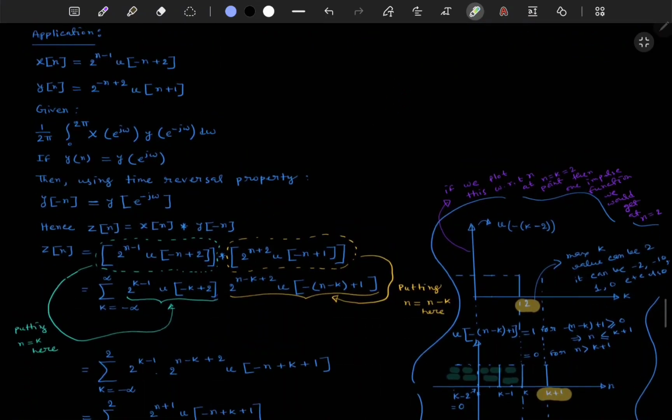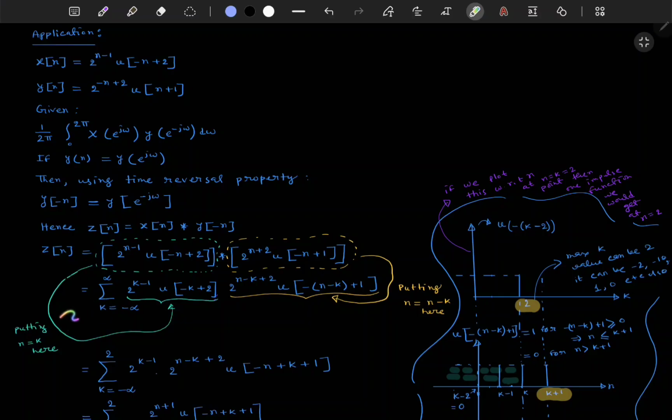Now, using the time reversal property, y[-n] corresponds to Y(e^{-jω}). Hence z[n] is equal to x[n] convolved with y[-n]. So z[n] equals 2^{n-1} u[-n+2] convolved with 2^{n+2} u[-n+1].